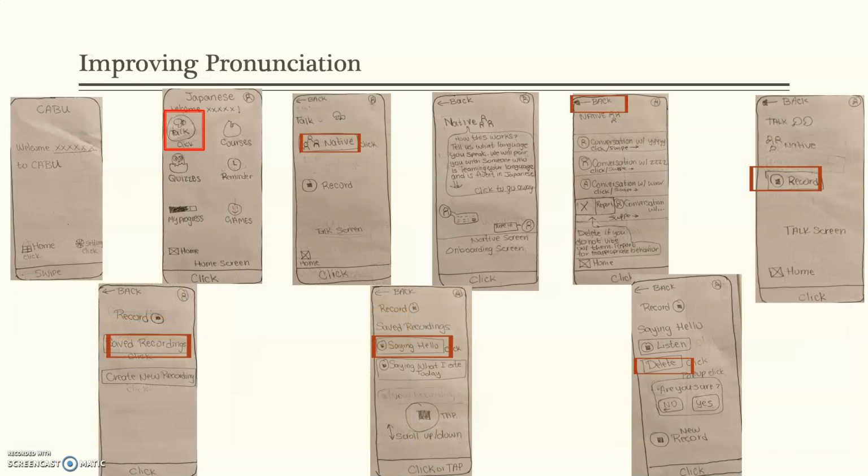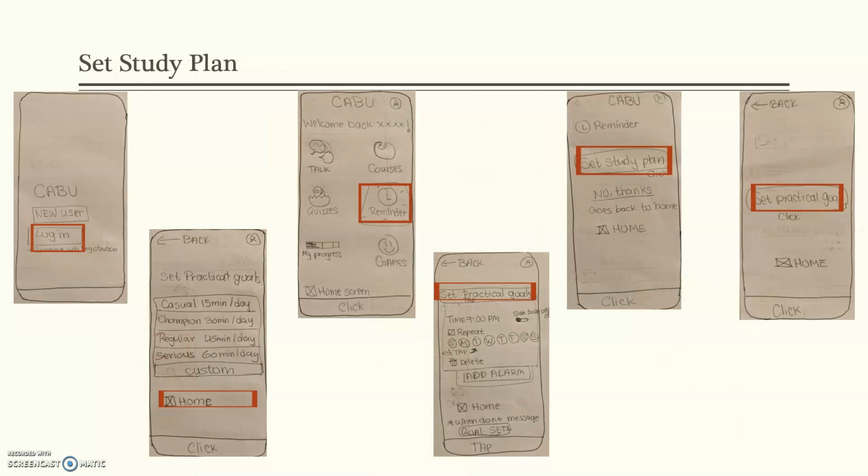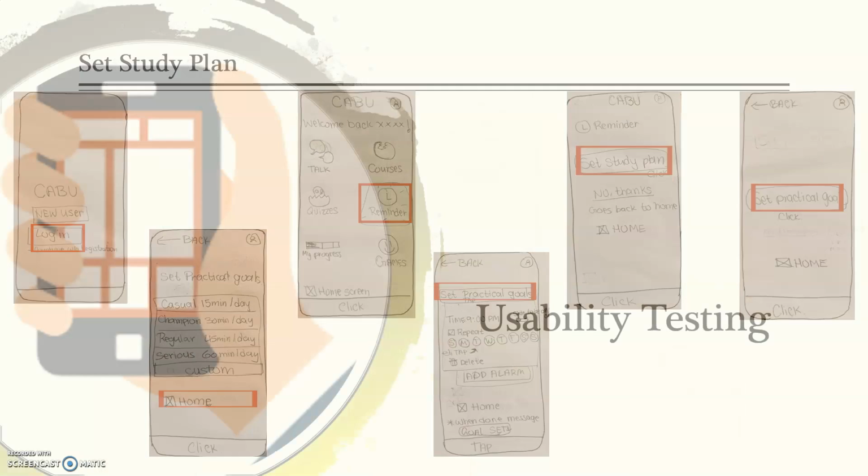This is the part for improving pronunciation. This is the home screen where they can improve their pronunciation through a native speaker, speaking with a native. And this is where they can set up a study plan.